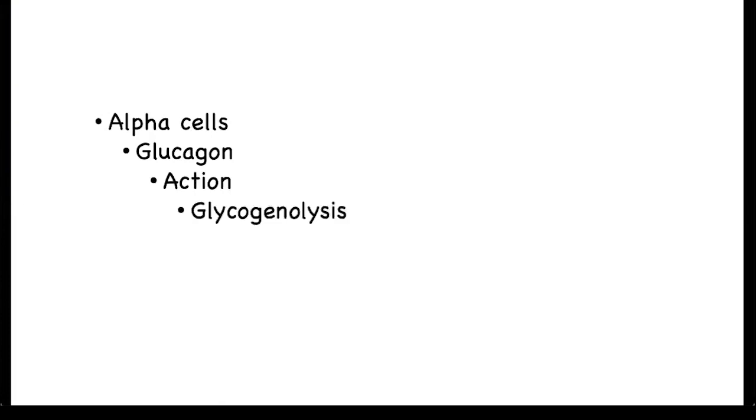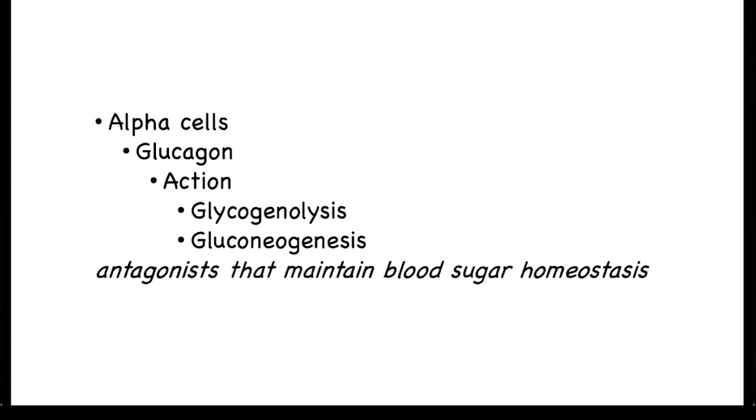So how will it do this? By breaking down the glycogen that is stored in the liver back into glucose, and that is called glycogenolysis. By converting amino acids as well as the glycerol of triglycerides into glucose, and this is called gluconeogenesis. If I ask you then, what is the antagonist for insulin? You're going to tell me it is glucagon. Insulin and glucagon help maintain blood sugar homeostasis.